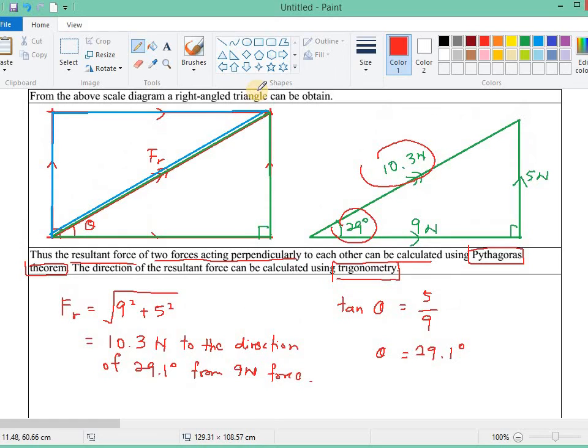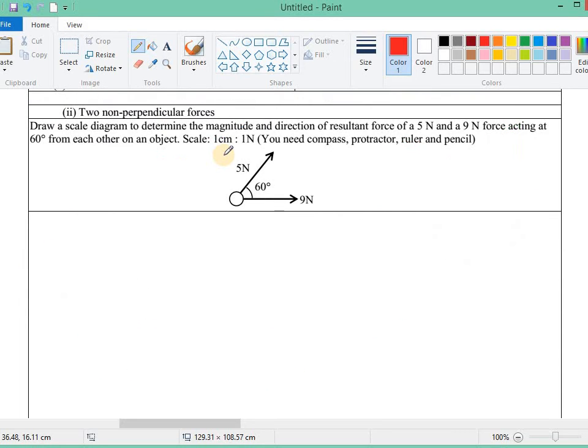Anybody have any questions? Just now we already learned how to find the resultant force if the two forces are perpendicular by drawing a parallelogram. Now how about if the forces are non-perpendicular, that means not 90 degrees? Even if not 90 degrees, same thing. We can draw a scale diagram to determine the magnitude and direction of the resultant force.